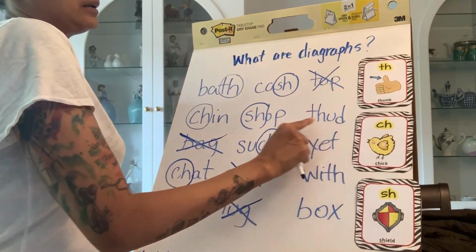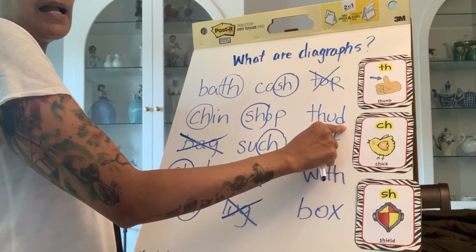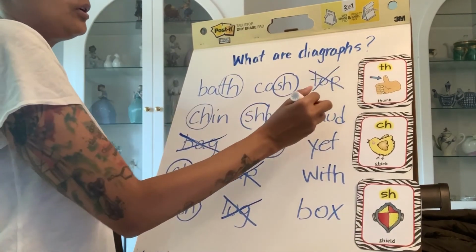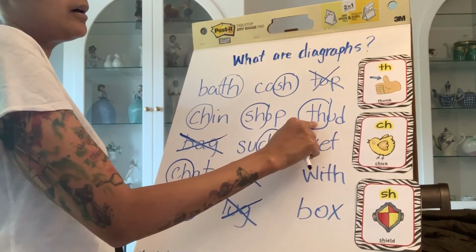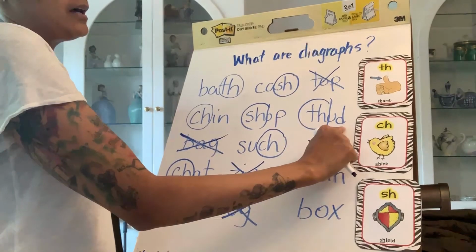Our next one, T-H-U-D. Did I hear you say T-H? Yes, you did. T-H. So we're going to circle that. And this is going to make one sound. Th-th-d. Thud.